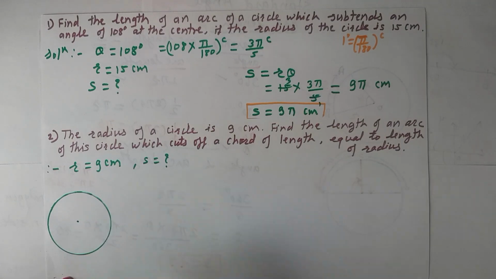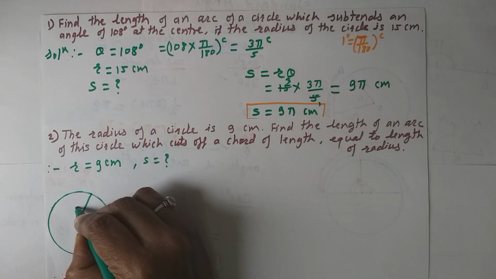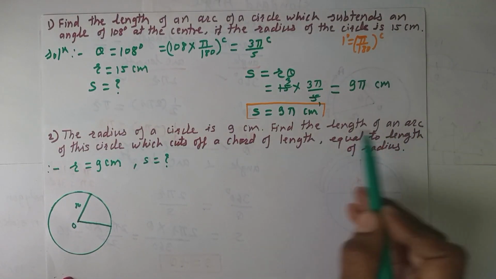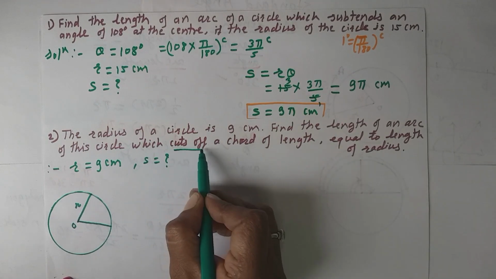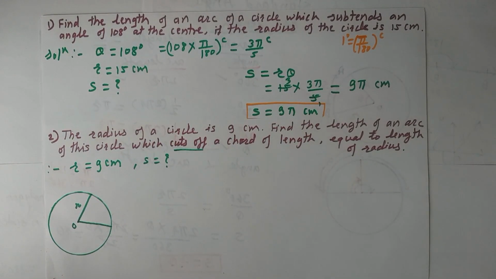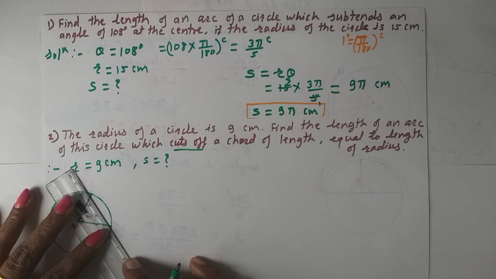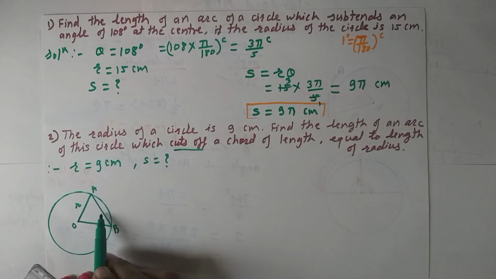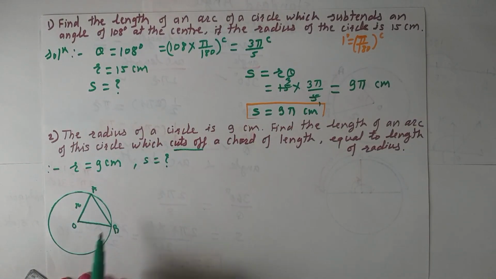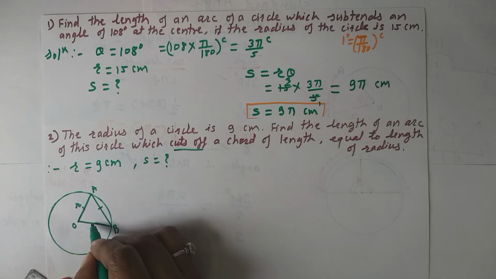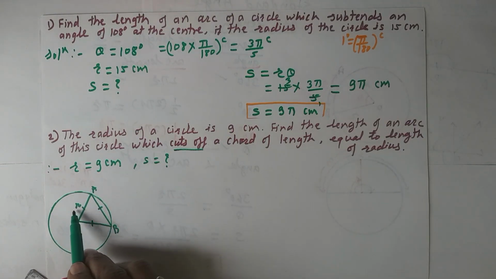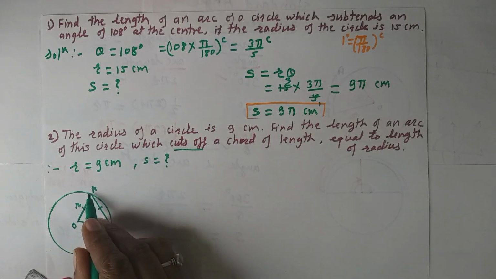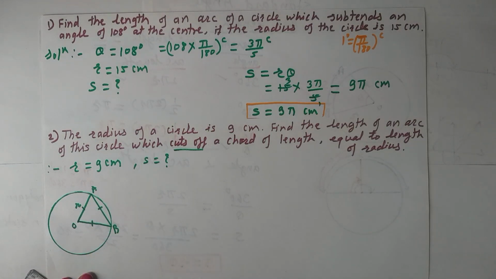Suppose this is center, and what is given? Suppose this is a radius, this is center. What is given here? The length of an arc of circle cuts off a chord of length equal to length of radius. Means this arc AB cuts a chord, this chord AB, whose length is equal to length of radius of circle. Means if this is radius of circle, then this is also R, this is also R. If this is 9, then this OA is also 9, OB is 9, and this AB is 9.